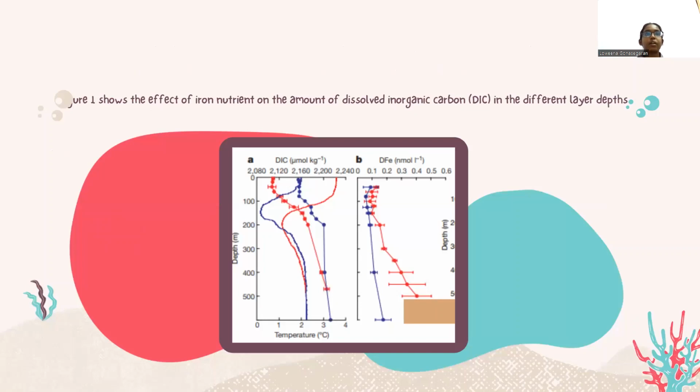So by looking at the figure below, you can see the effect of iron nutrient on the amount of dissolved inorganic carbon in different layers of the water. So when the amount of iron nutrient increases, the amount of dissolved inorganic carbon also increases.